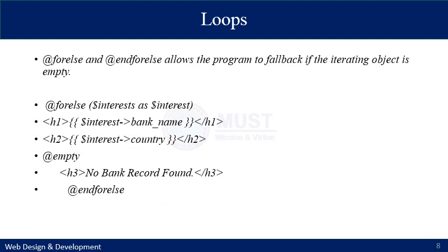For else allows you to fall back if the iterating object is empty. That means if your array or list is empty, you can have an empty block. If the first condition returns false, for example, if you check the for else interest, and the value of interest is null, then you can look at the empty statement which will say no bank record found, and then you can end the for else loop.